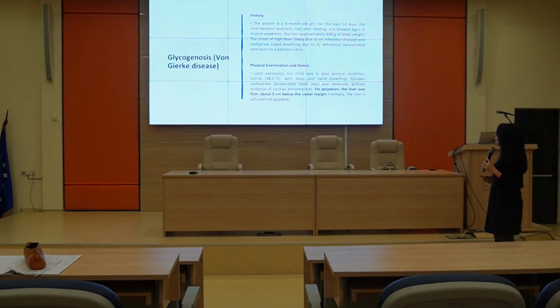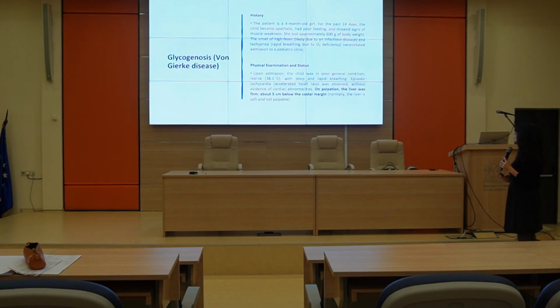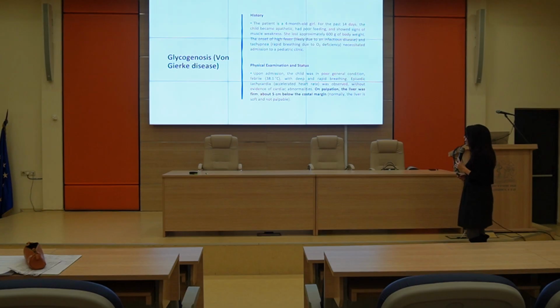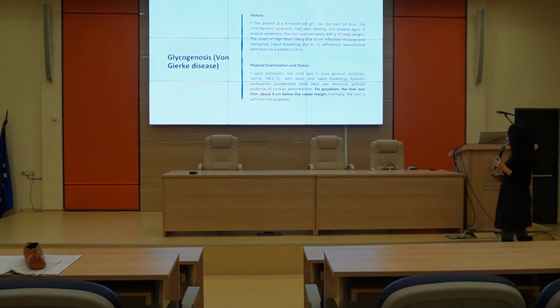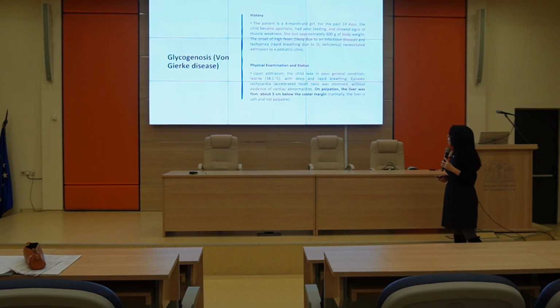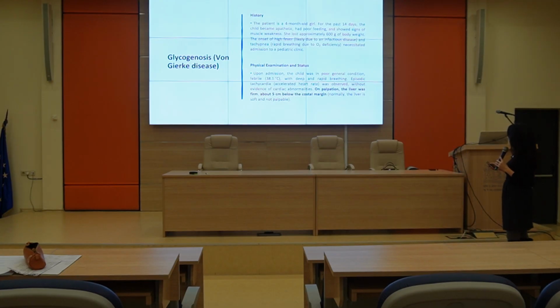From physical examination, upon admission, the child was in a poor general condition, febrile at 38.1 degrees Celsius with deep and rapid breathing. Episodic tachycardia, which means accelerated heart rate, was observed without evidence of cardiac abnormalities. On palpation, the liver was felt about 5 centimeters below the costal margin. Normally the liver is soft and not palpable.